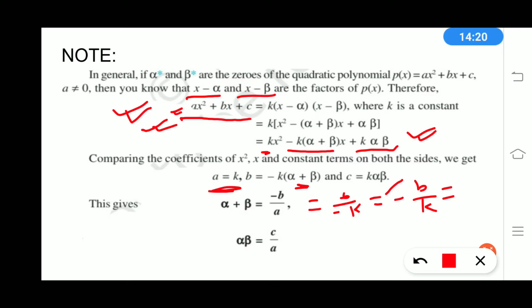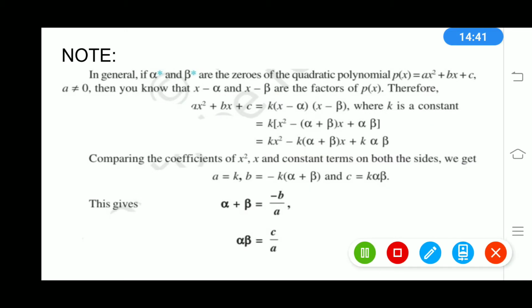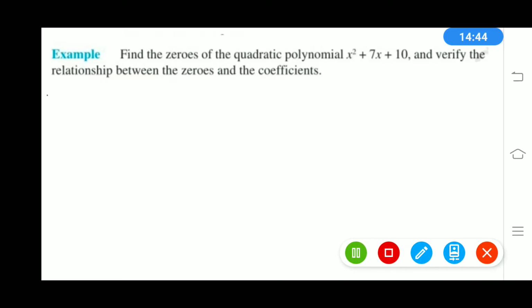So this equals minus b divided by k, that means minus b by a. Clear? And alpha beta equals c by k, that means c by a, since k equals a. Clear? I think clear. Okay, now we solve this problem.